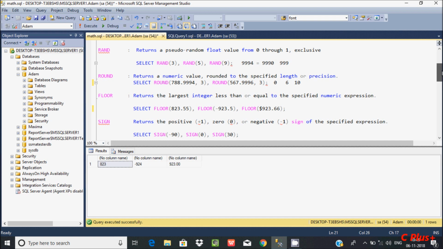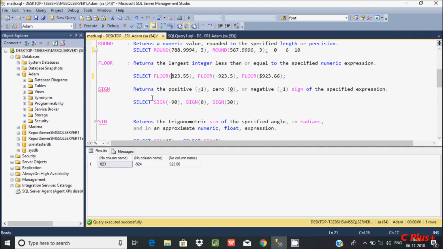Now here after SIGN, it returns the positive +1, 0, or negative sign of a specified expression. So if you give here minus 90, this will return only 1, -1, 0 values. So if there is any negative value, this will return -1, 0, and here 30, so it's positive, which returns 1. Now if you give here 15, okay, so this will return only -1. So if it finds any minus sign here, it returns -1, 0, and if there is no minus sign, this will return 1.